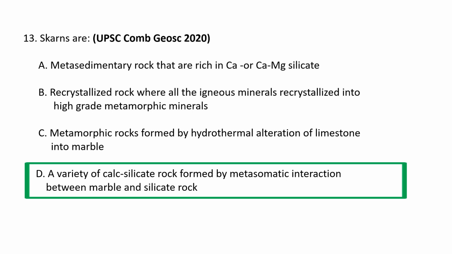And skarns, they may form by metamorphic recrystallization of impure carbonate protoliths and by metasomatic reaction of different lithologies, and by infiltration and metasomatism by magmatic hydrothermal fluids. So skarns are nothing but a variety of calcium silicate rock which is formed by metasomatic interaction between a marble, that is a calcium carbonate rock, and a silicate rock. D is the correct answer.